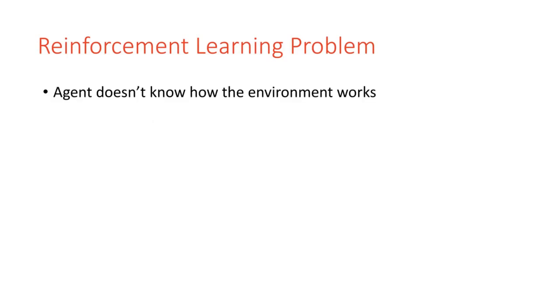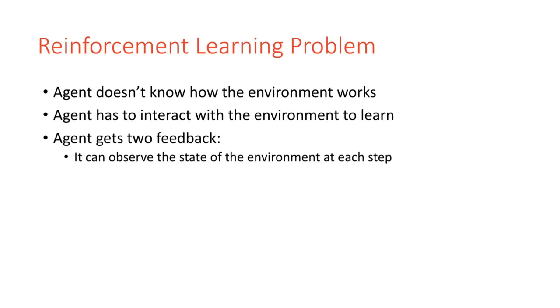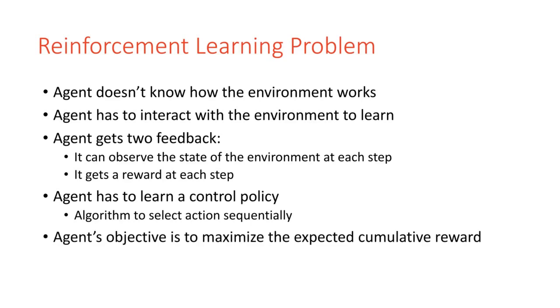So what is the reinforcement learning problem? The agent doesn't know how the environment works. The agent has to interact with the environment to learn. The agent gets two kinds of feedback. It can observe the state of the environment at each step, and it gets a reward at each step. The agent's goal is to learn a control policy, selecting actions sequentially. The objective is to win the game if it is a game, or, more mathematically correct, the agent's objective is to maximize the expected cumulative reward. So this is the reinforcement learning problem in a more qualitative sense.